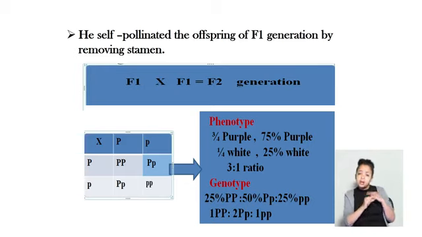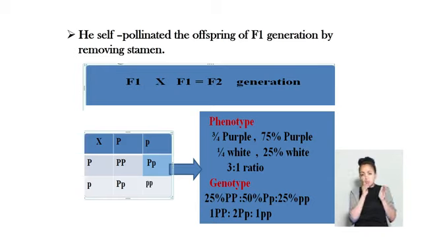Genotypically, 25% PP, homozygous P. We cannot say purple or white since we are speaking about genotype. In the case of phenotype, we can speak of purple or white, tall, whatever it is, since we are speaking about an external observable character. Here, 50% P capital P small, the one that we call hybrid. And again, 25% P small. Or we can say 1 P capital P capital, 2 P capital P small, 1 P small P small.